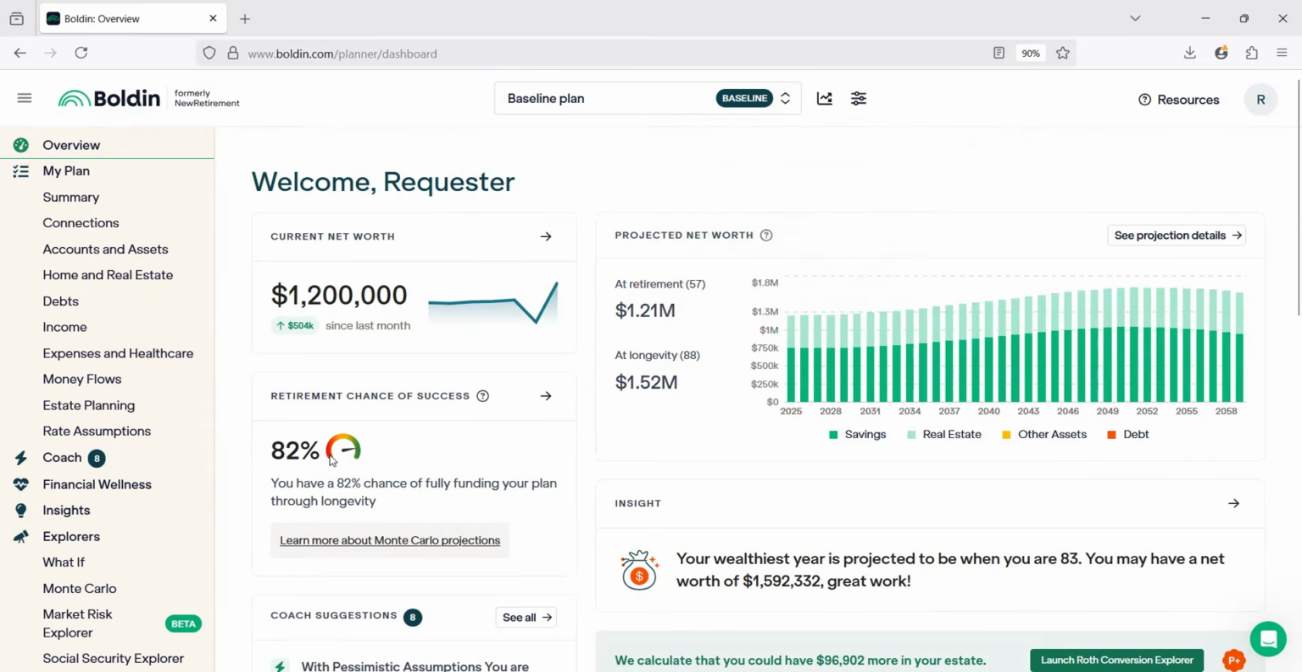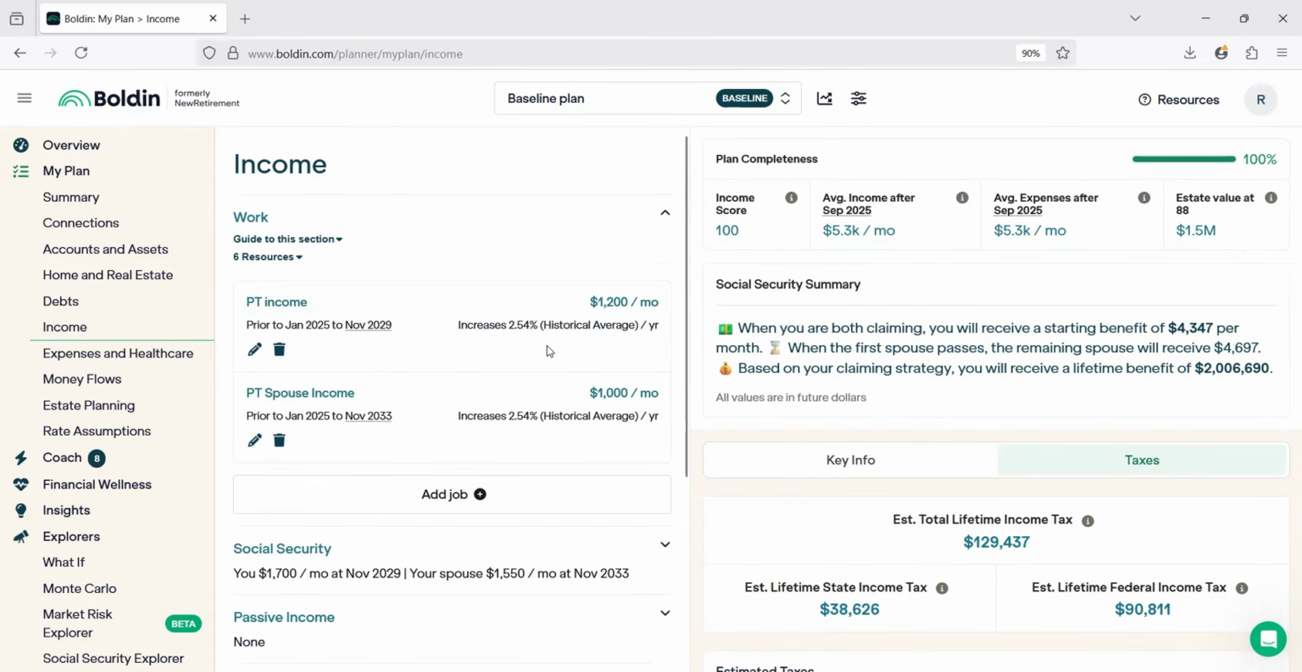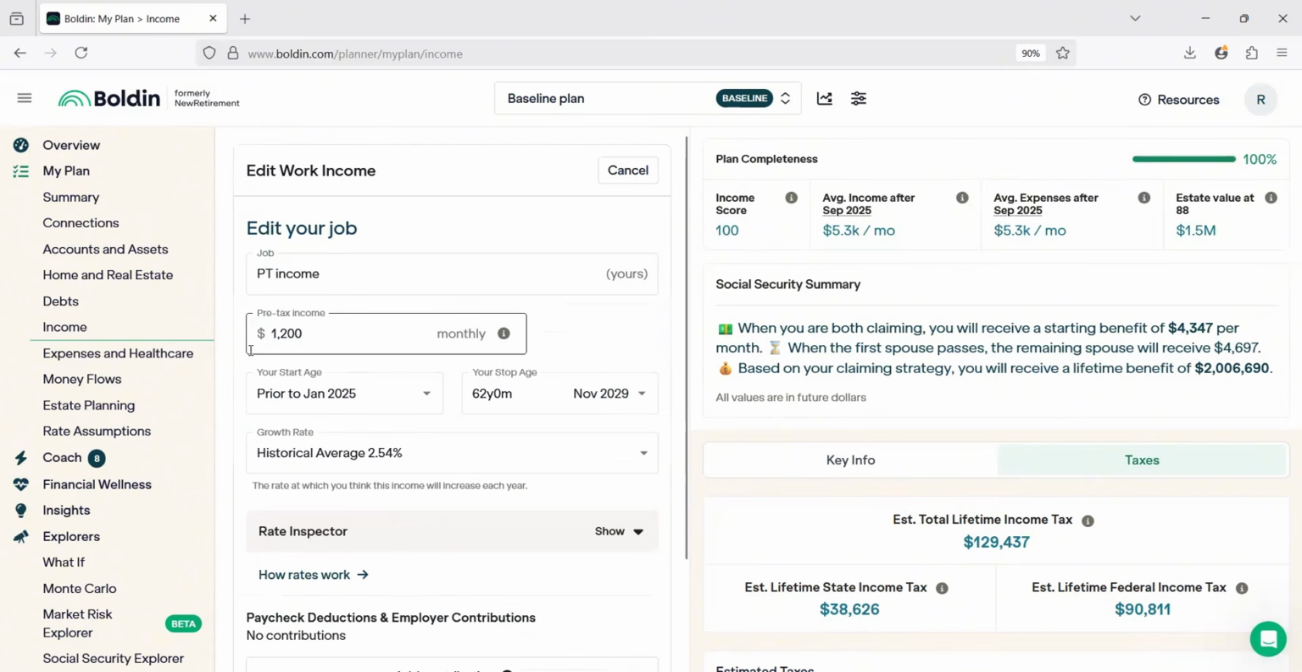And now we have an 82% chance of success. 82% versus 69%. Okay? Let's play around with that even more. If you definitely want to collect at 62, and we're going to try not to have any income go past when you start collecting so your Social Security isn't taxable. So let's just try to bring in just a little bit more income.